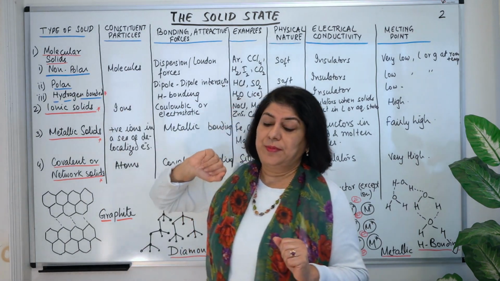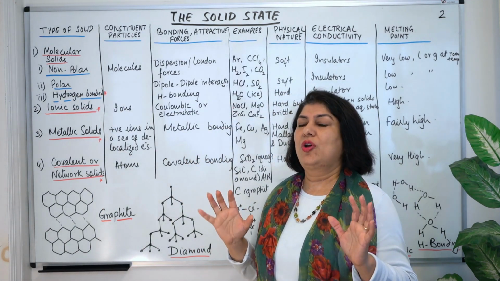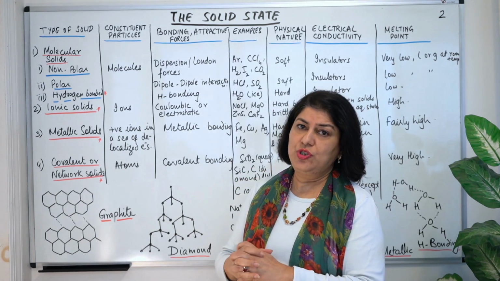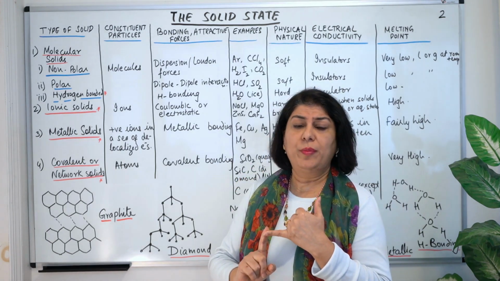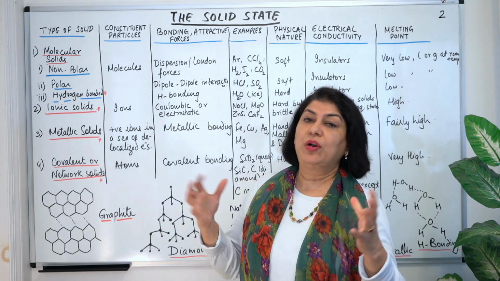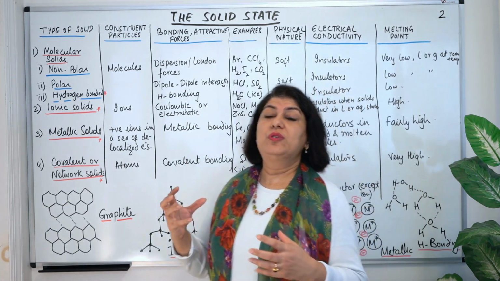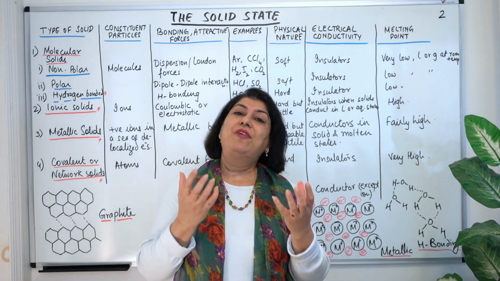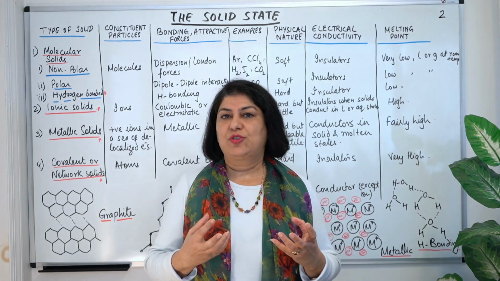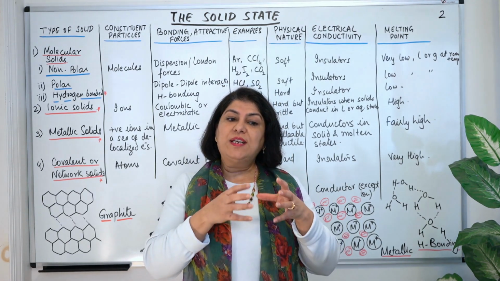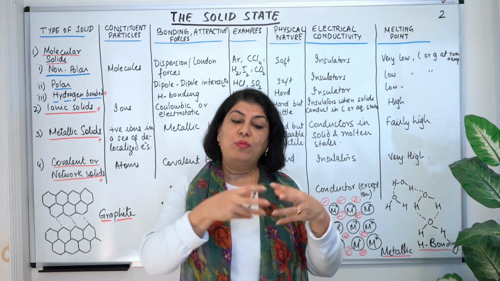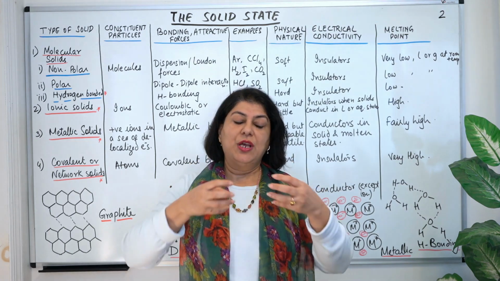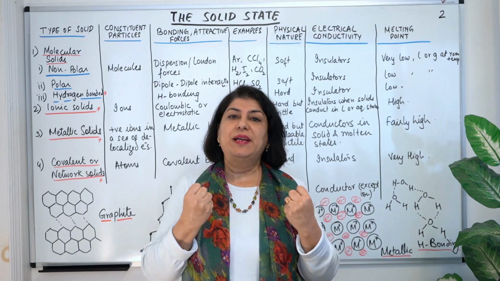Nonpolar solids first. Nonpolar solids are solids in which you have molecules. The molecules may be monoatomic, they may be diatomic, they may be polyatomic. But these molecules are made up of atoms which have almost similar electronegativities. So what happens when such molecules are formed? Let us say there are 2 atoms. The 2 atoms have almost similar electronegativities.